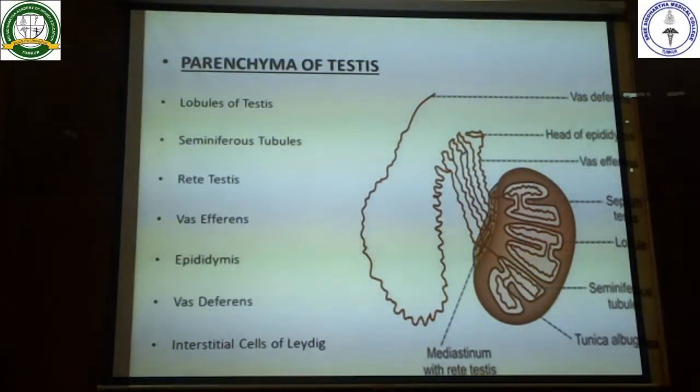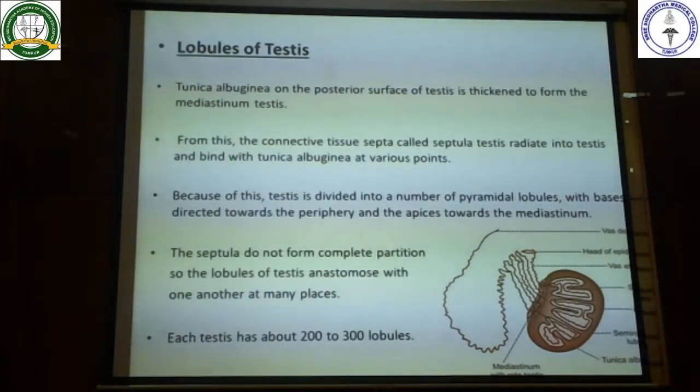So these are the structures we need to deal with in the parenchyma of the testis. What are the structures? It starts with the lobules of the testis, seminiferous tubules, rete testis, vas efferens, epididymis, vas deferens and interstitial cells of Leydig. Now let's see a little bit about each of these. Start with the lobules of the testis. Now how are these lobules formed?